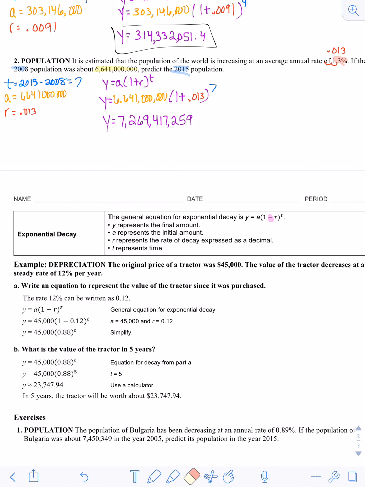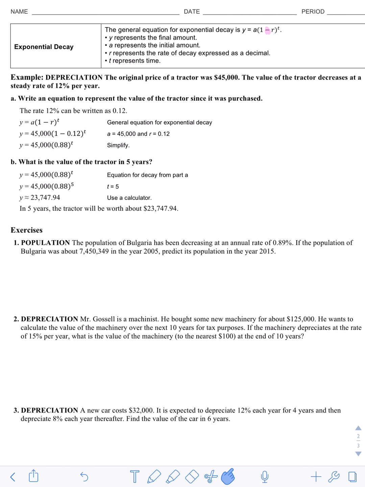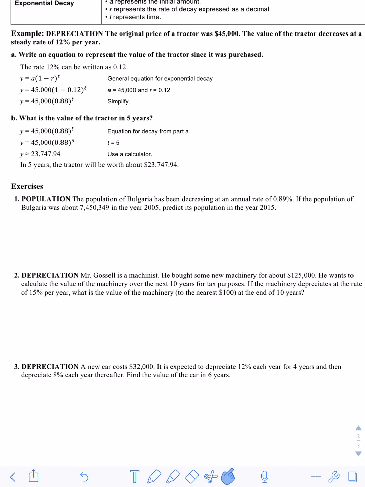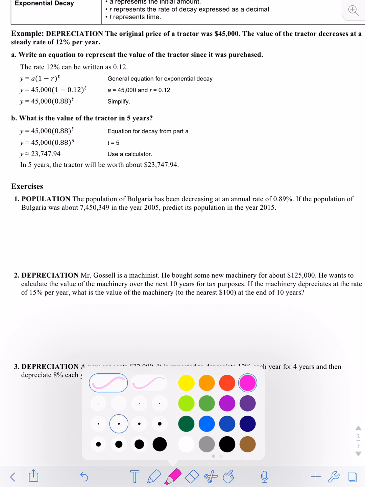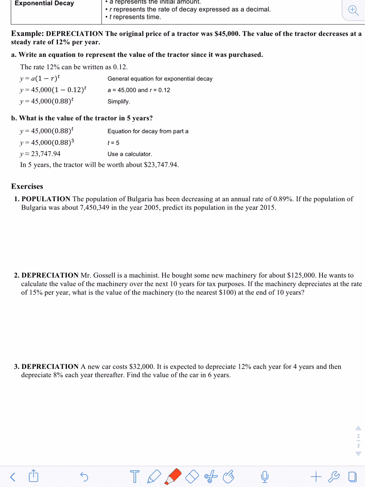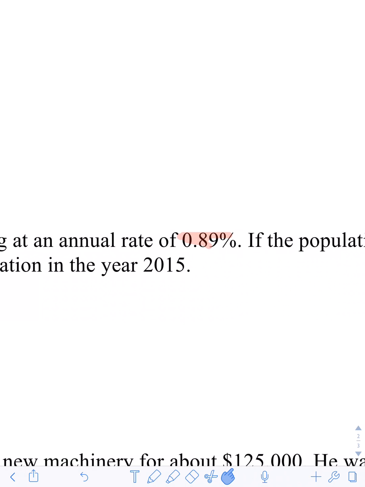So number 1, it says the population of Bulgaria has been decreasing at an annual rate of 0.89%. So what we're going to do here is highlight, in red, 0.89%. And I'm going to zoom in and write above it as a decimal. So I'm going to carry over 1, 2. So we have 0.0089. So there's your rate. You're done with that part.